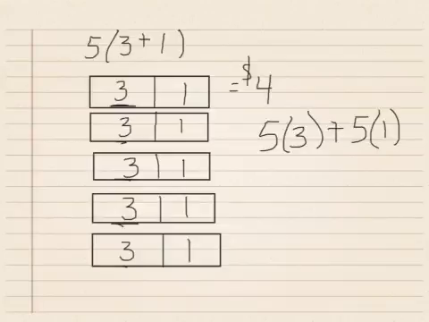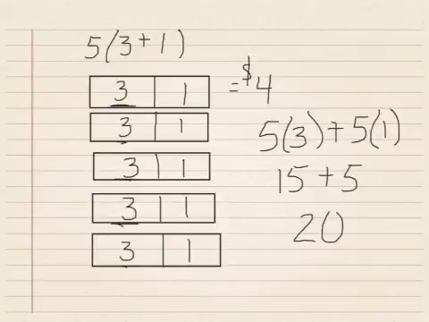And so just by multiplying, or we can add up, we can see that 5 groups of 3 is 15. And we're going to add our 5 groups of 1, which is 5. And then we still get our same answer, $20 total. But now we can see that 15 was spent on the tickets and 5 was spent on the candy bars.